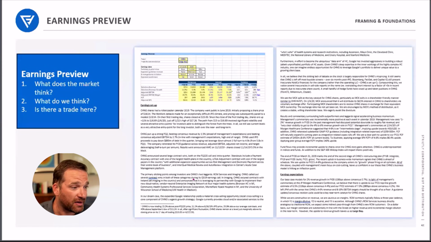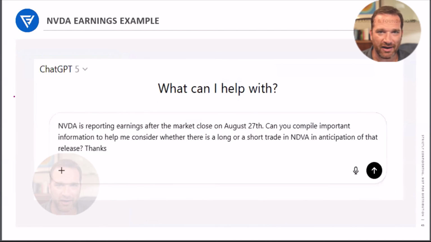1, what does the market think? What are expectations, not just sell-side expectations, but what is the real market implied signal coming out of how the stock has traded, what the setup looks like, and then is there a trade here? Is there a big deviation where the market's gotten much more bearish, and based on my research, I actually think we should be getting more bullish?